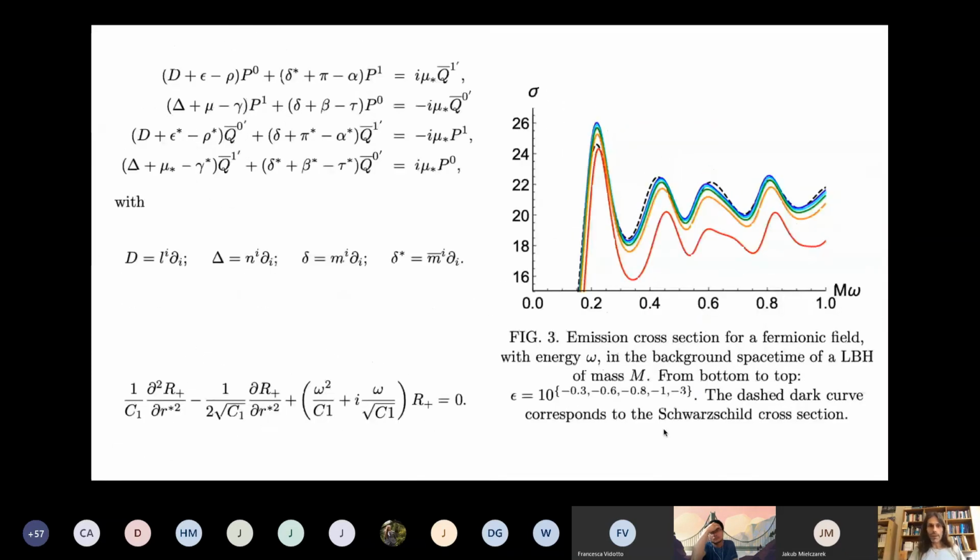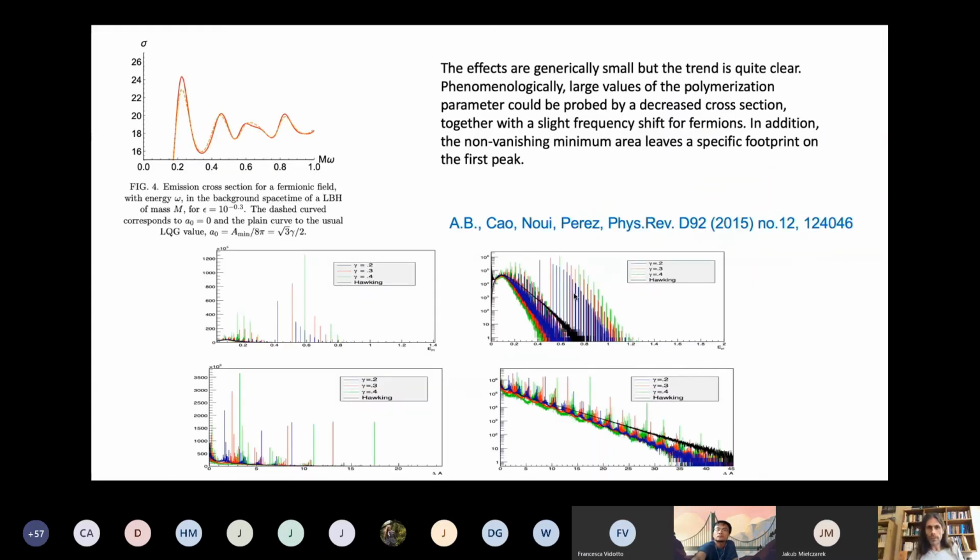This was for scalars. You can do the same for fermions. This becomes very unfriendly because you have to go through the Newman-Penrose formalism and solve the Dirac equation, which is not very user-friendly, but it works, and you end up with something which basically has the same kind of structure and behavior. You can also investigate the effect not only of the polymerization parameter, but also of the minimum area gap. The result is that generically what happens is a slight decrease in the cross-section, which in principle could be observable.